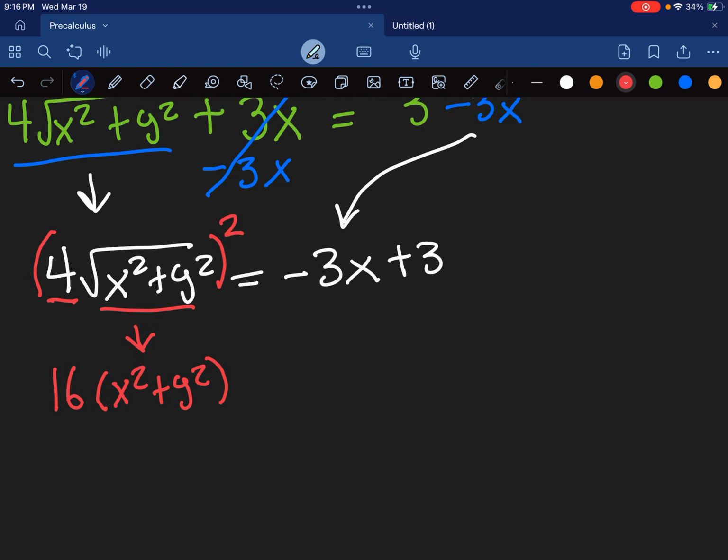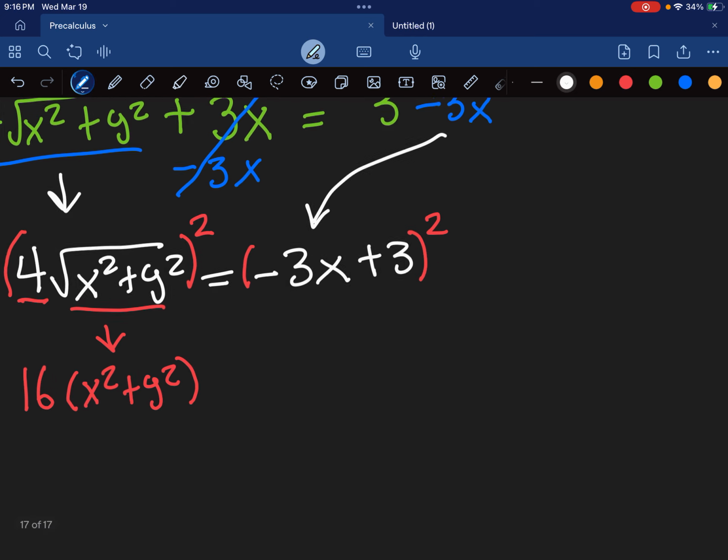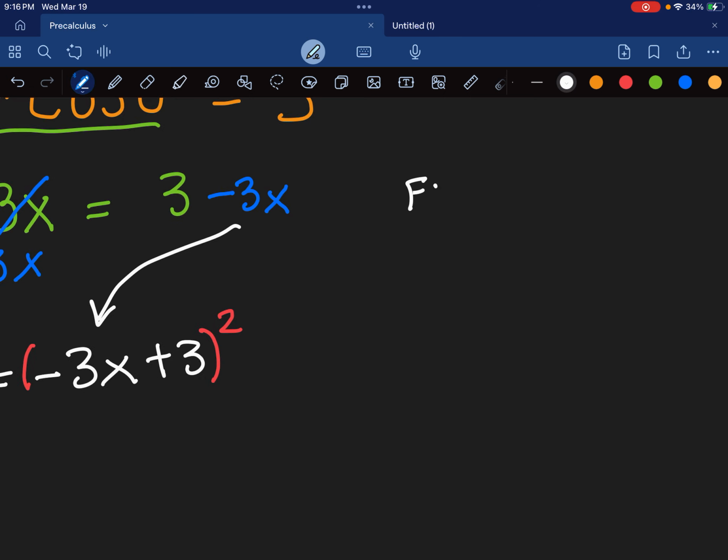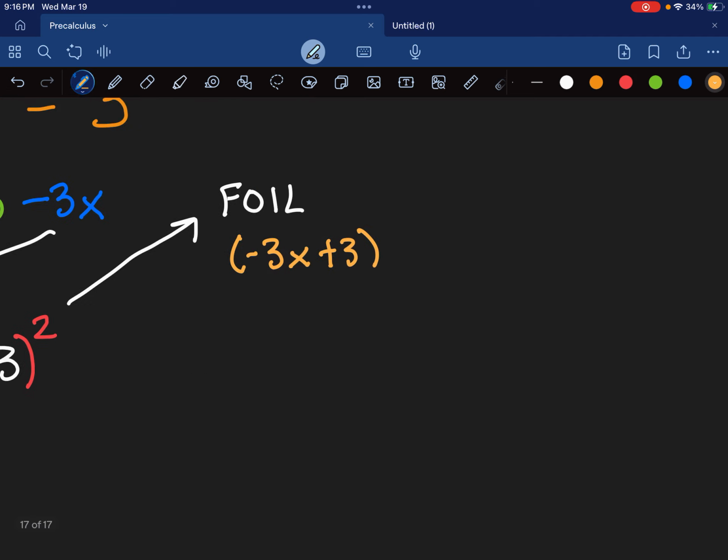And what we do on one side, we're going to do to the other side, right? So we're going to square this also. And this might look familiar. So essentially what we're going to do here is FOIL. We're going to be foiling right here. So we have negative 3x plus 3. We're going to do it 2 times. And we're going to FOIL them.